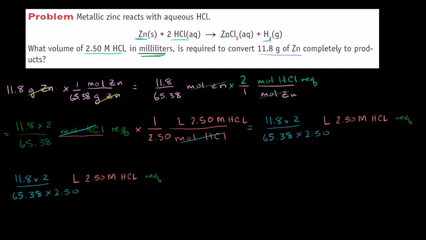And to convert this to milliliters, we've done this drill before. We want the liters to cancel out, and we want our answer in milliliters. And how many milliliters are there per liter? Well, there are 1,000 milliliters per 1 liter.